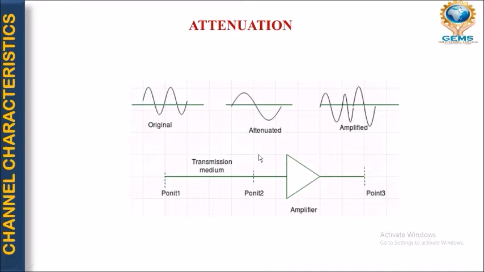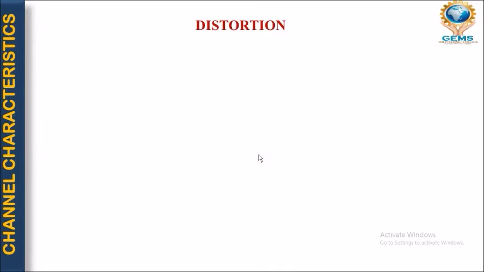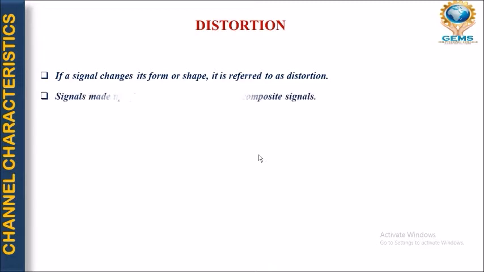So decibel is a good measurement unit through which we can easily predict where the signal is losing and where the signal is gaining strength. So the second type of impairment is distortion. What does distortion mean? When the shape or form of the signal changes, that is known as distortion. It means the original shape and form is deteriorated, it gets changed, right?